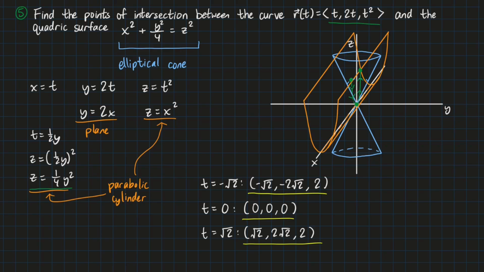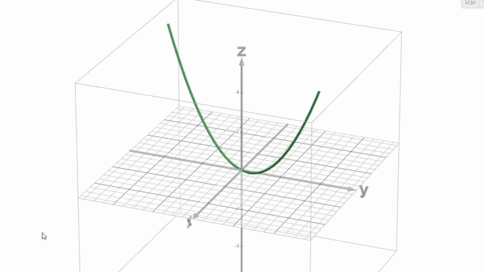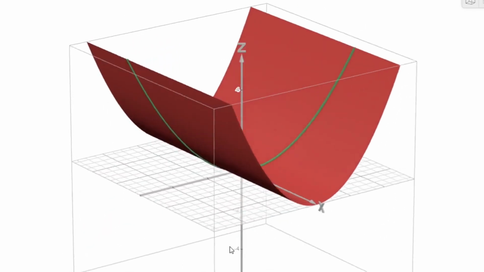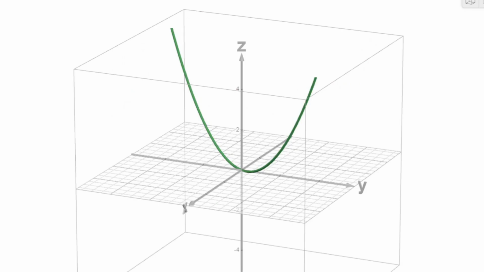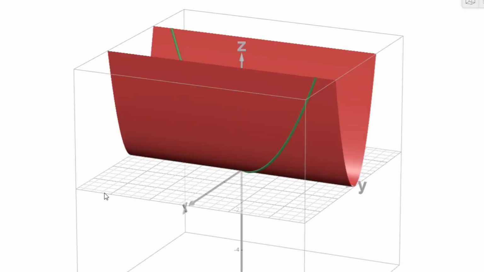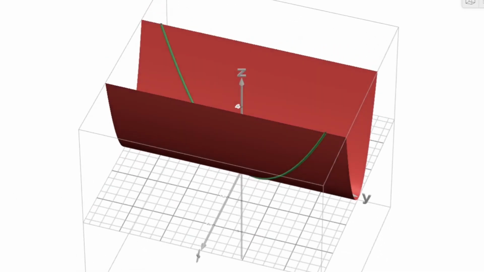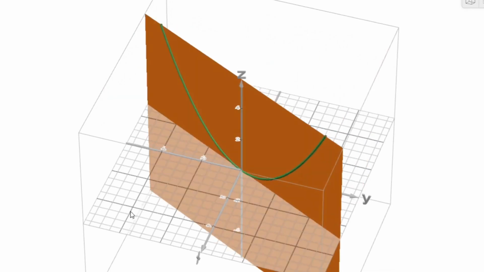And then I'll also show you on Desmos. So here's the curve for r of t equals t, 2t, t squared. And of course, this is on the surface of the parabolic cylinder we found. Z equals 1/4 times y squared. And just to demonstrate, it could also be found on the other two surfaces. We had z equals x squared, the other parabolic cylinder, and then we also had the plane, y equals 2x.